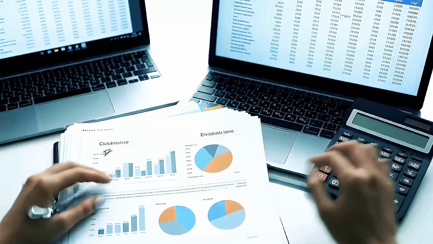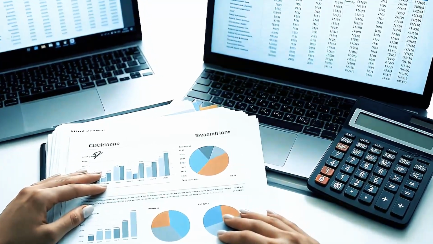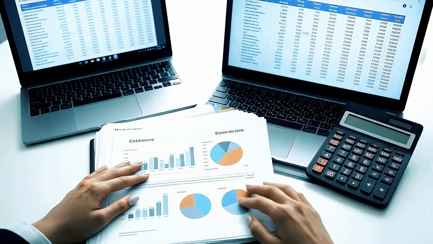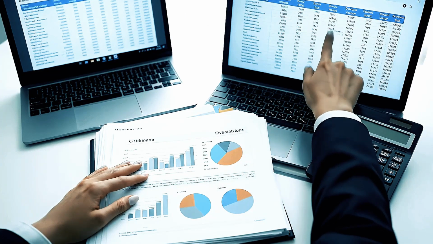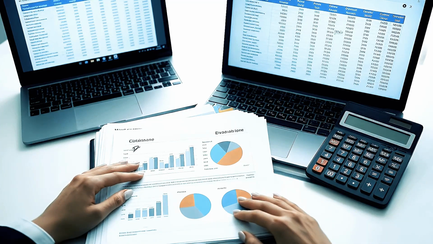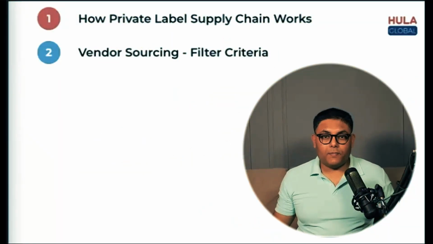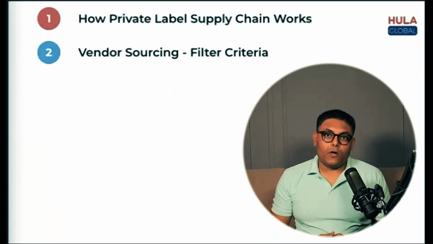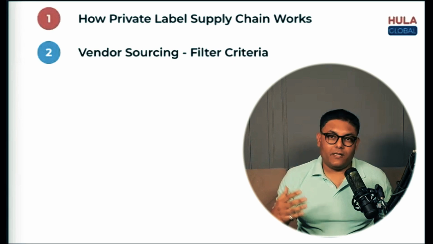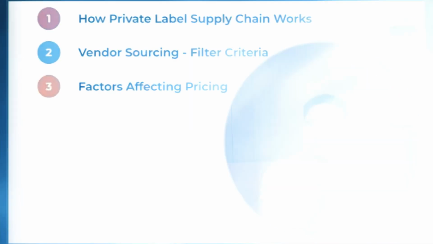Next, we will have vendor sourcing filter criteria. This is the first line of action you need to take to filter out vendors as a first cut. When I say first cut, it means, let's say the vendor list is 100 or 200 or 300 suppliers who could potentially work with you. Using these criteria, you can narrow down that list to probably 5 or 7 or 10, the best ones.